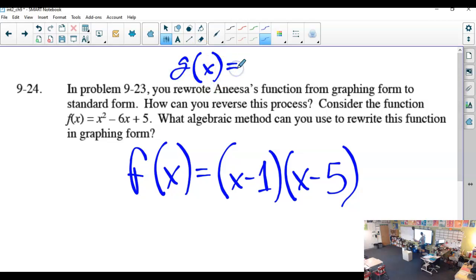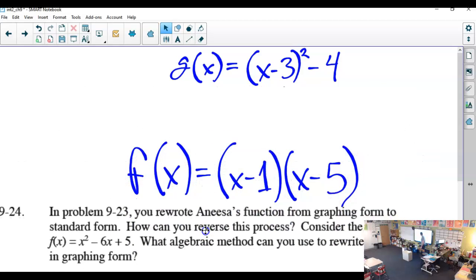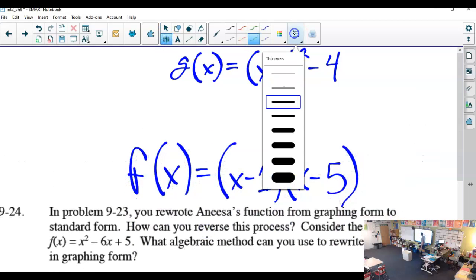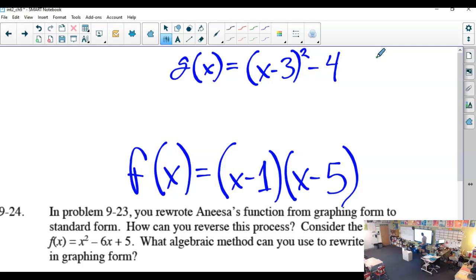So wait, Connor, you said x minus 3 squared, and then something out here, minus 4. Could these both be right? Yeah, they could be. Let's plug a number in. Let's plug 1 in. 9 minus 4 is 5, and then that's 0 times. No, that didn't work.